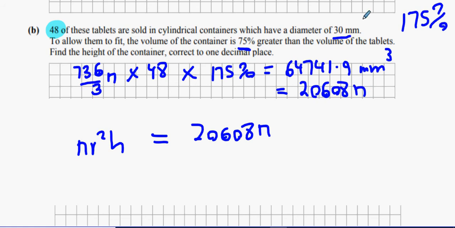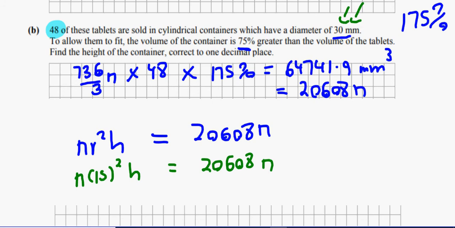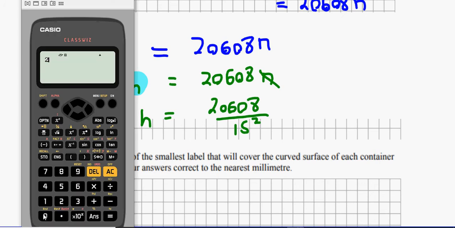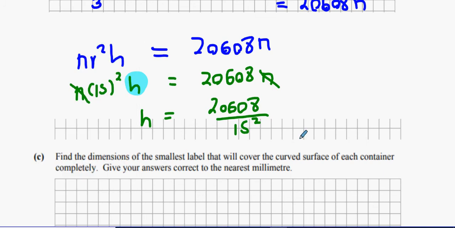What's the radius of the cylinder container? 15. So pi times 15 squared times h equals 20,608π. The goal of your question is to isolate your h value. So how do you isolate h? Knock off the pi's, yeah. And what else? Divided by 15 squared. So you can divide 20,608 by 15 squared. And we should get 91.6 for the height.